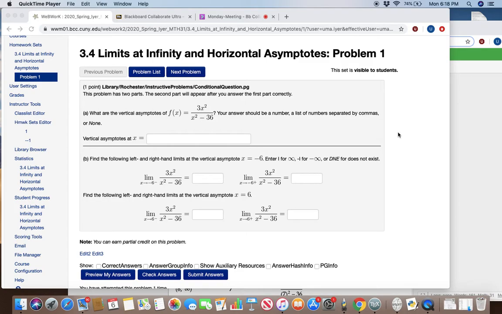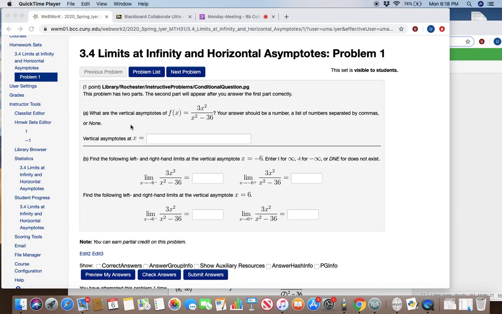So we are going through problems from WebWorks section 3-4. Problem 1. My problem has two parts. Now the second part will appear after you answer the first part correctly. I have already done this problem once. That's why I am able to see both the parts. You probably will see only part 1. After you input your answers here, you will be able to see the other two parts.